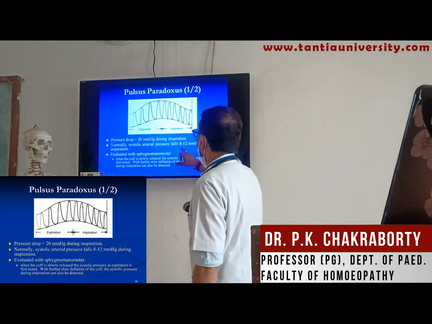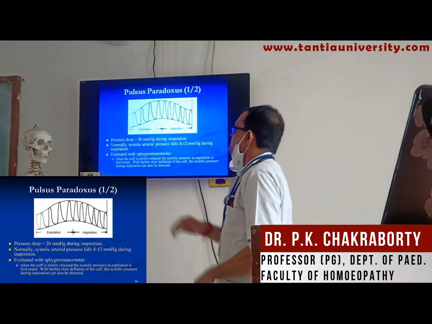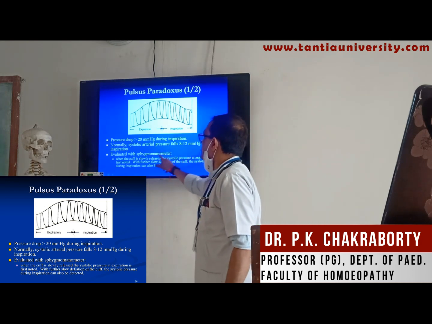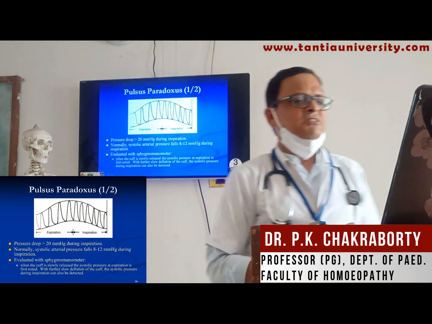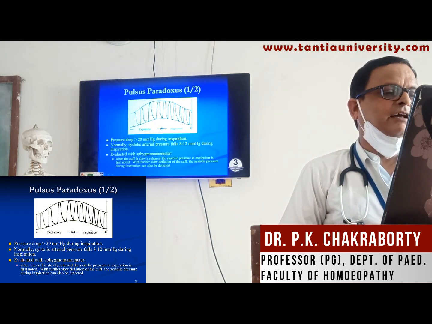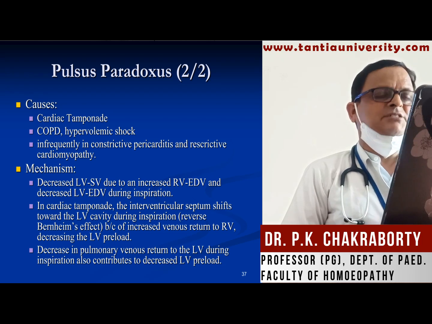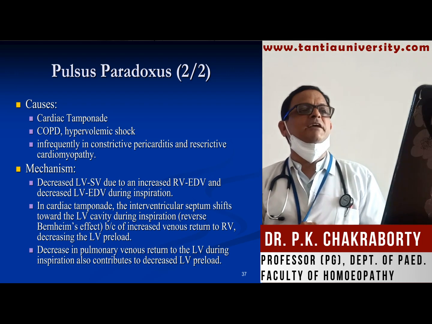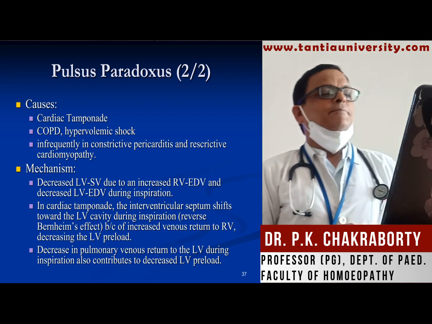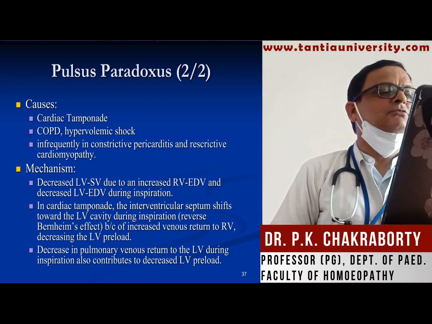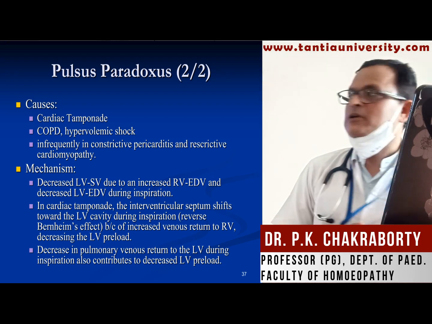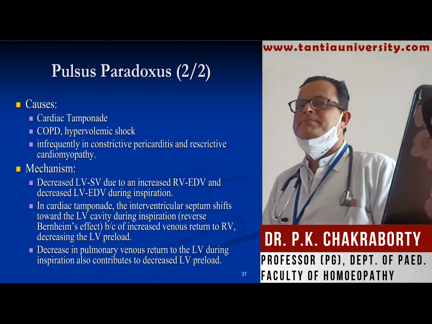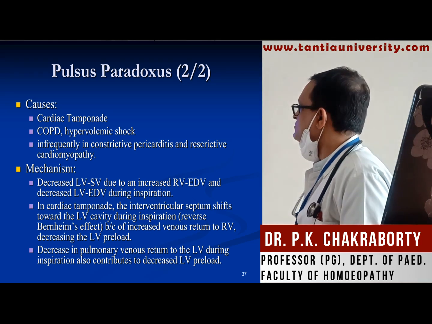Normally systolic pressure at palpation varies 8 to 12 millimeters of Hg during inspiration, but it should be evaluated by the sphygmomanometer. On systolic pressure and diastolic pressure we can check, and after that we will get pulsus paradoxus. And what are the causes? The cardiac tamponade, COPD, and hypovolemic shock. Hypovolemic shock, not hypervolemic, it's hypovolemic shock, infrequently constrictive pericarditis or restrictive cardiomyopathy. It is very common.